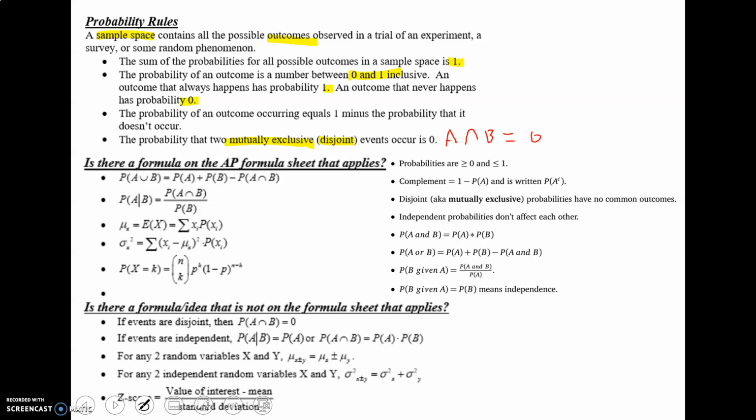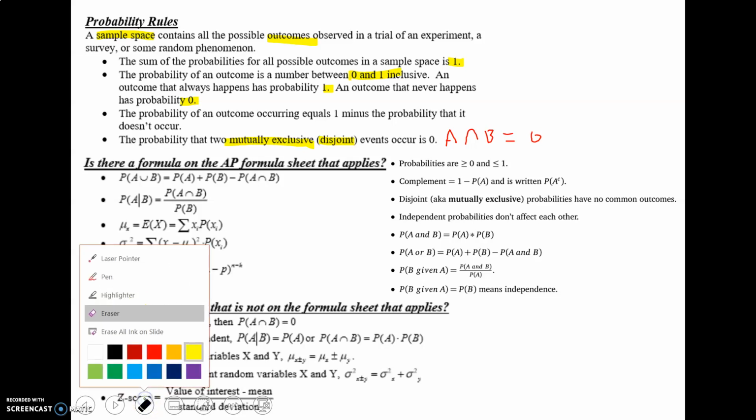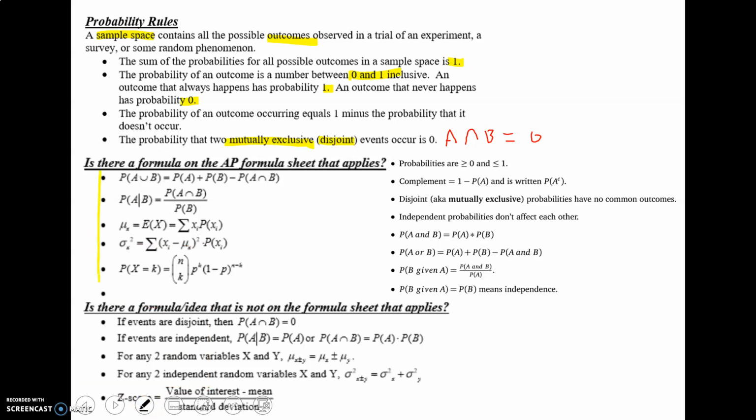All right, so these five, 1, 2, 3, 4, 5, are from your, what's it called? Formula sheet. So you will see them. And then this one, it says it's not on the formula sheet, right?